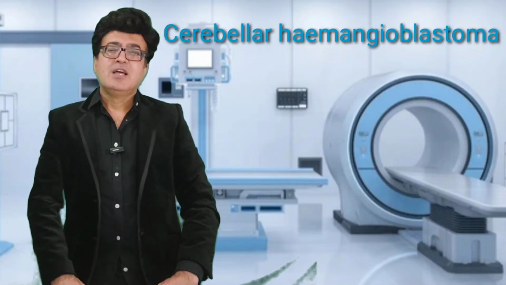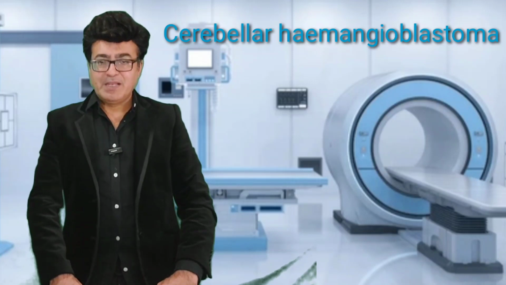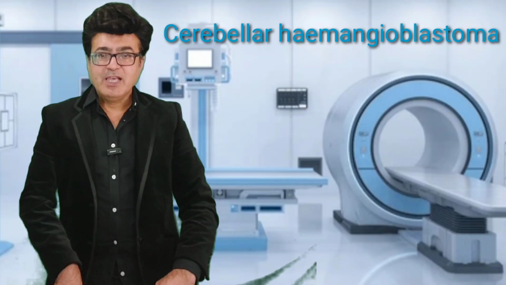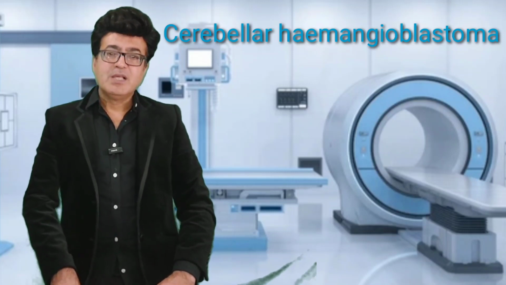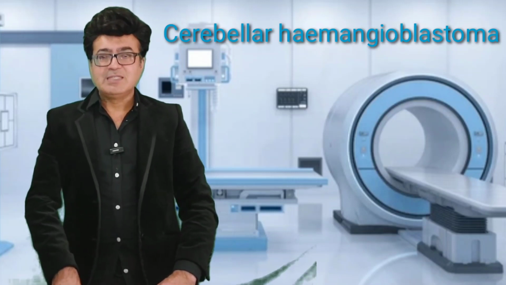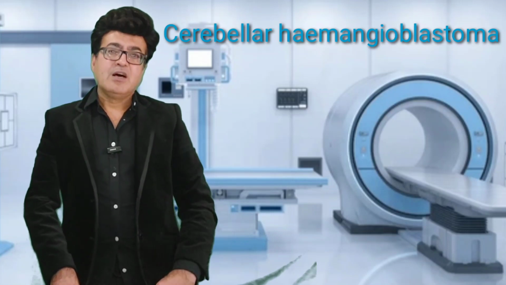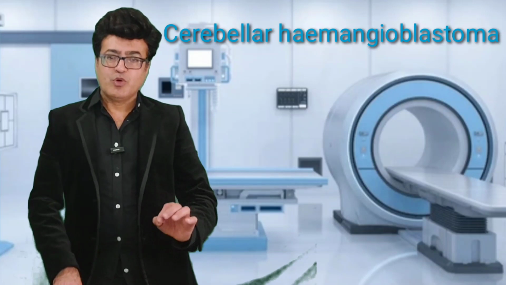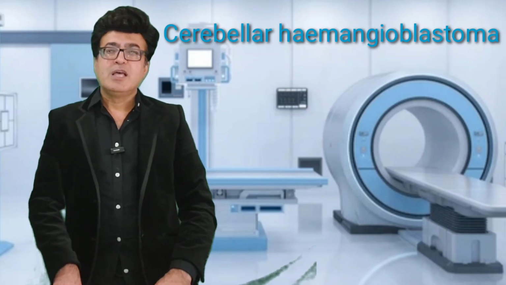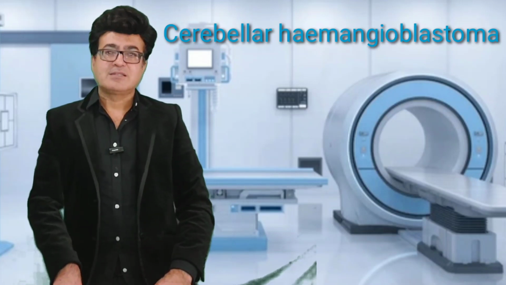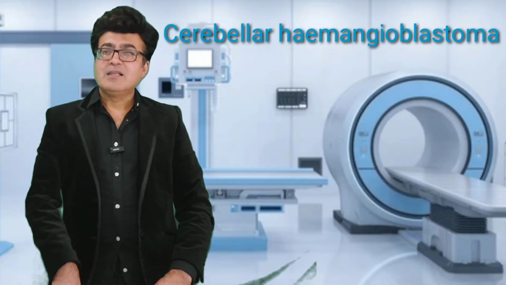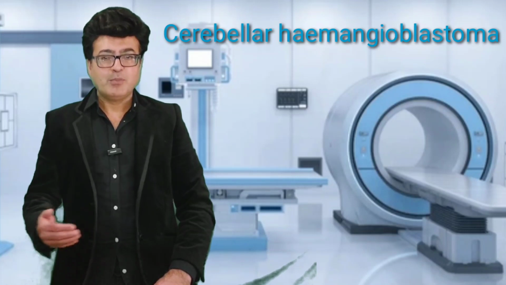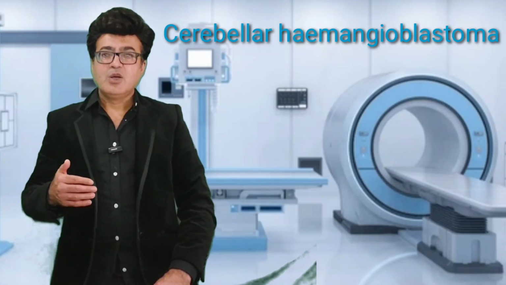Today, I'm going to talk about the cerebellar haemangioblastoma. Cerebellar haemangioblastoma happens to be a benign tumor. It is usually seen in the posterior fossa, and it is composed of thin wall blood cells because it involves the endothelial system. So far as the clinical symptoms are concerned, the patient will come with nausea, vomiting, ataxia, vertigo.